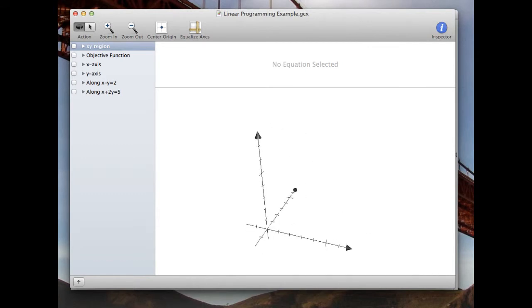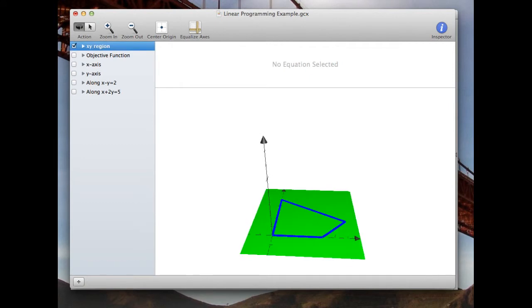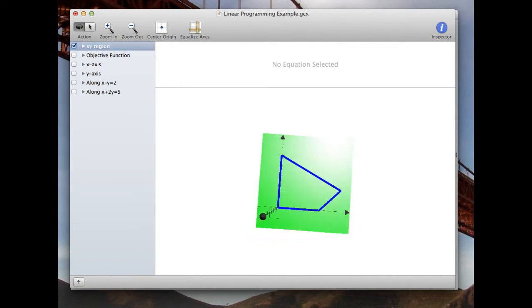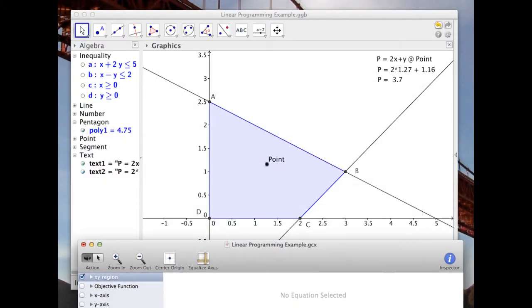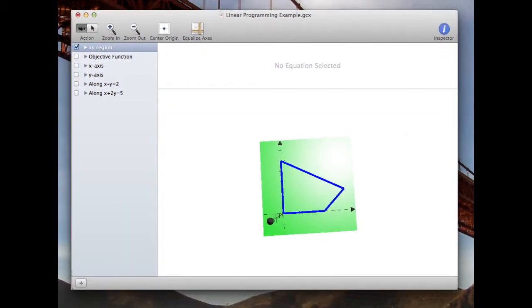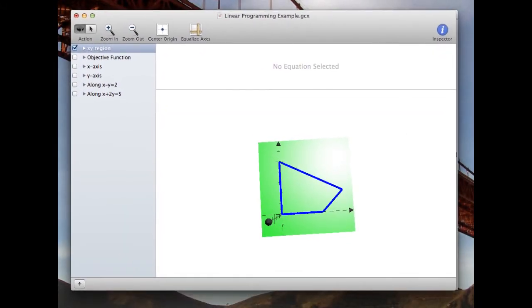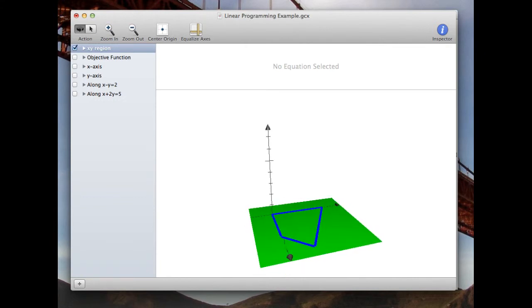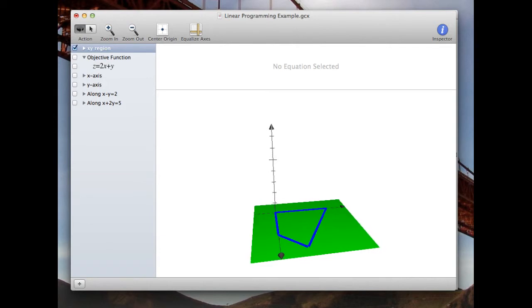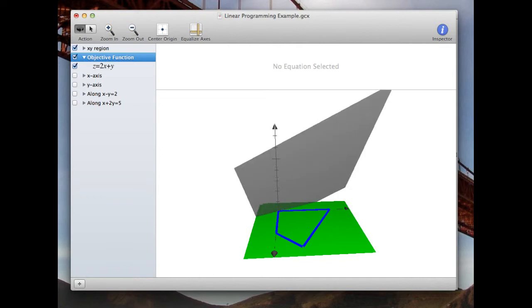So what I'll do is reproduce the feasible region using 3 dimensions. So there it is. Hopefully you recognize it. If I move this, see, it looks the same. So there's my feasible region, and now, in 3 dimensions, I'm going to graph the objective function. The objective function was p equals 2x plus y. So I've changed it to z equals 2x plus y so that I can graph it.